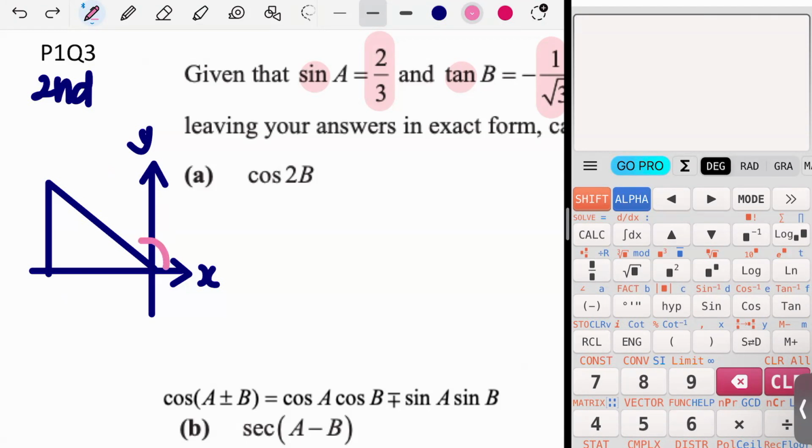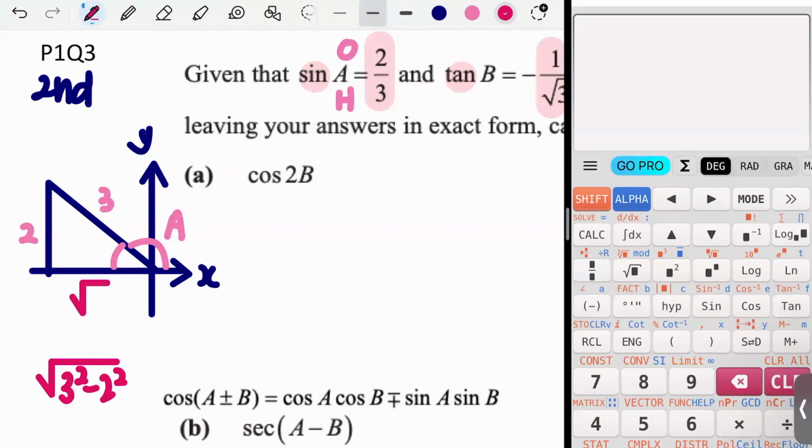So what are we looking at? This is angle A, so got to be careful. A lot of us like to label angle A here. No, A is actually outside. So this one over here is my basic angle. For sine, it is opposite over hypotenuse. By doing your Pythagoras theorem, this is 3 square minus 2 square, so this one here will be square root 5.